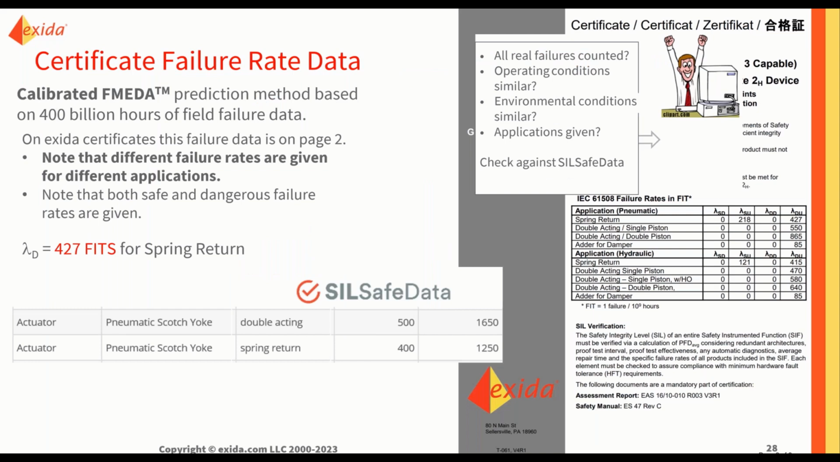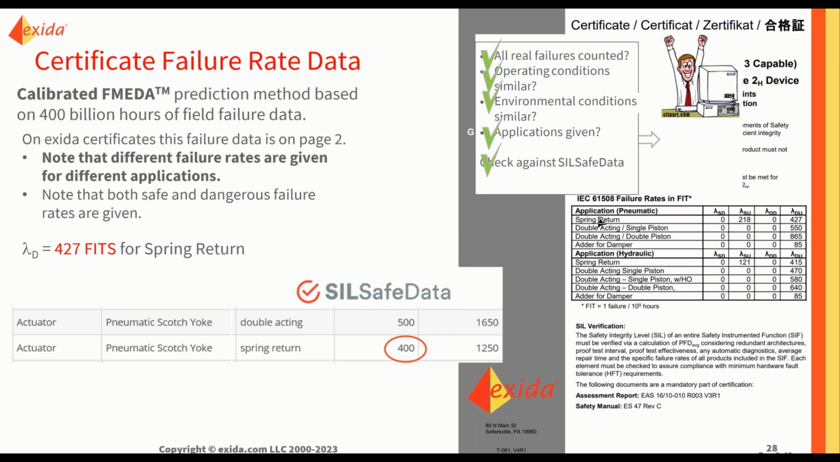Let's look at a certificate. Some certificates are good, some aren't so good. This certificate uses the calibrated FMEDA method. That method, which is based on field failure data, does count all the real failures. It provides different failure rates for different operating conditions and different environmental conditions and different application conditions. And we can check it against SIL-safe data.